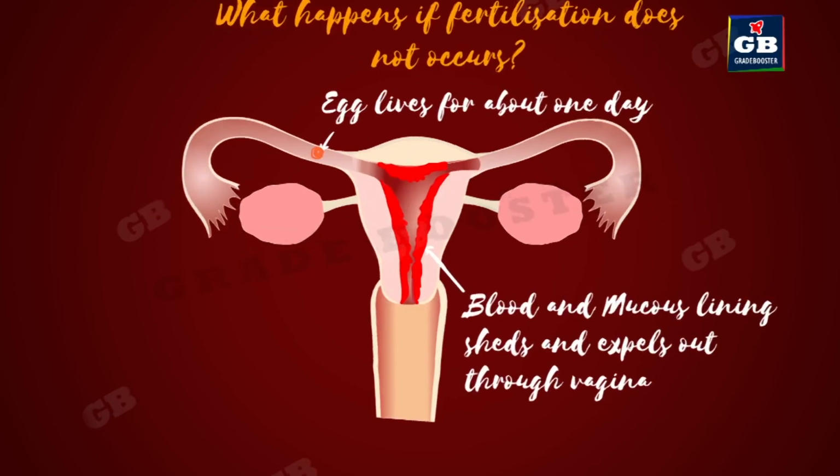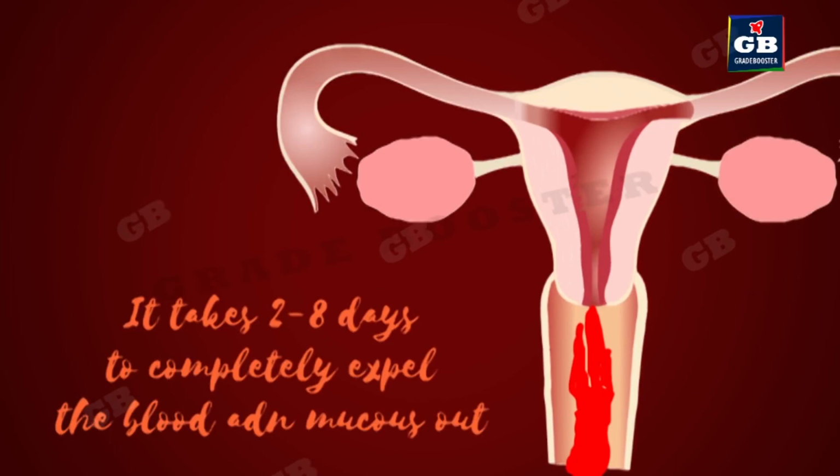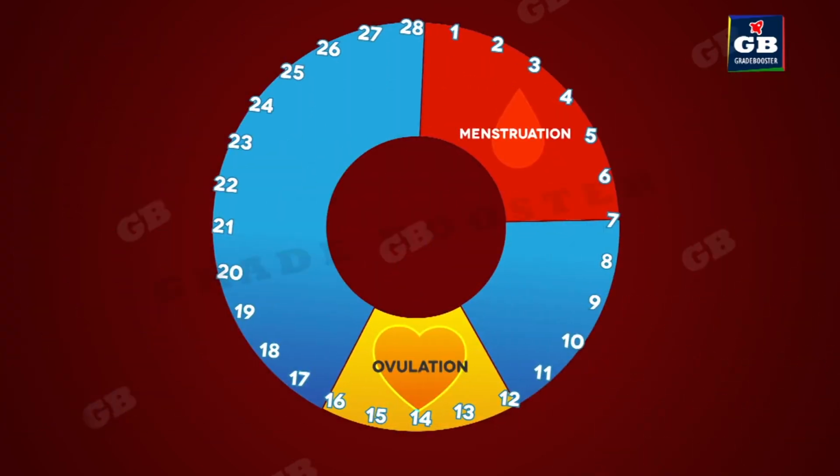If the egg is not fertilized, it lives for about 1 day. Then the blood lining of the uterus is no longer needed, because if there is no fertilization, then there will be no implantation. So the lining of blood along with mucus sheds out through the vagina. It may take 2 to 8 days. This cycle of events takes place every month periodically and is called menstruation. The span of menstrual cycles is about 28 days.